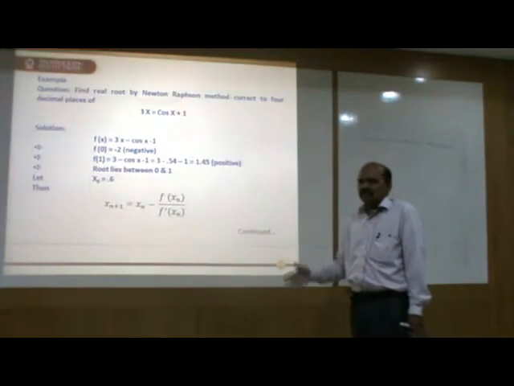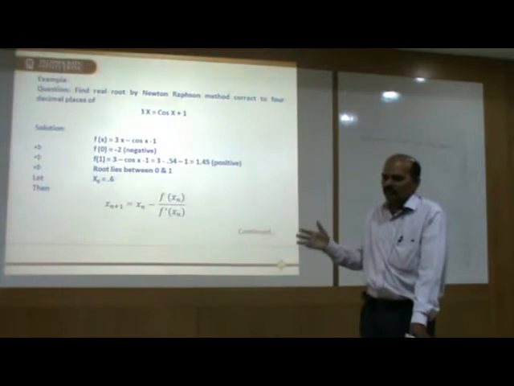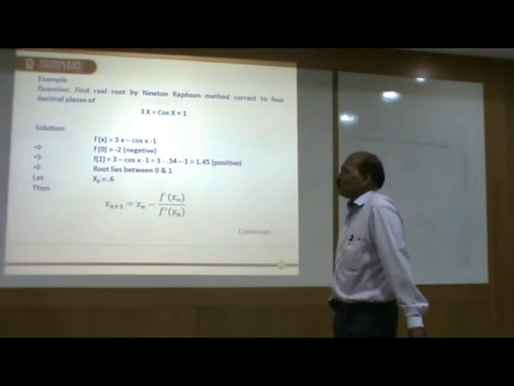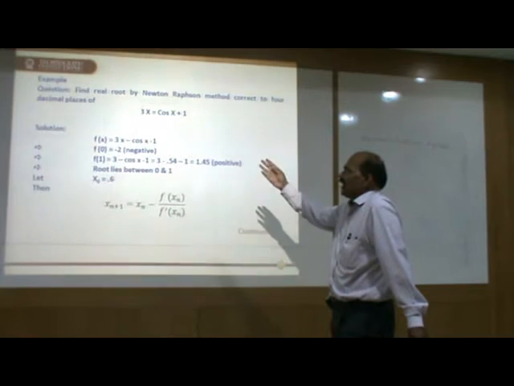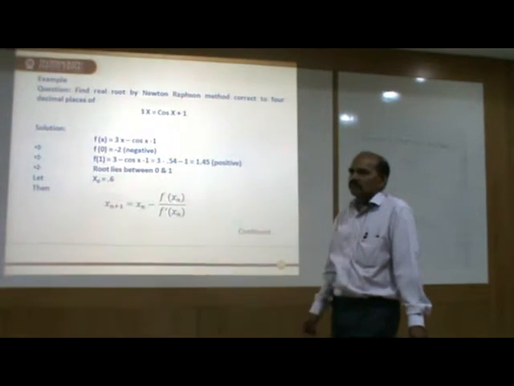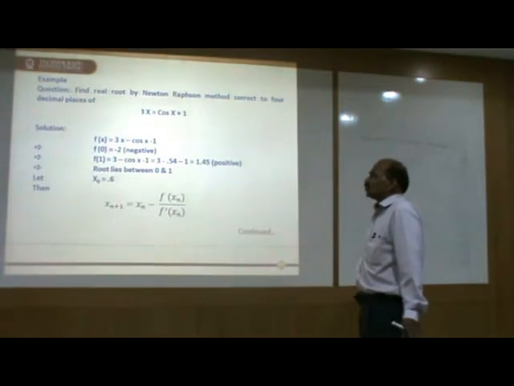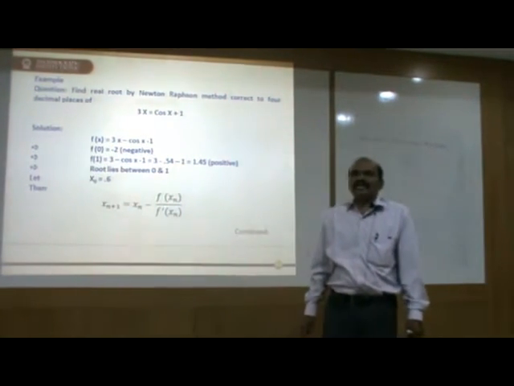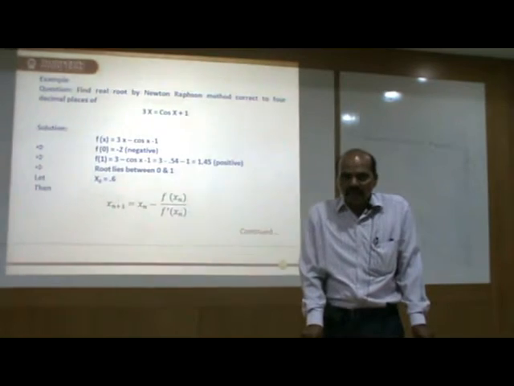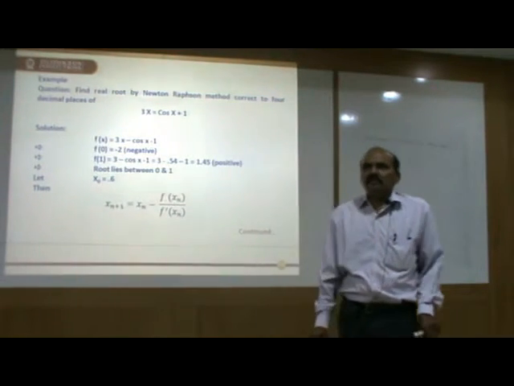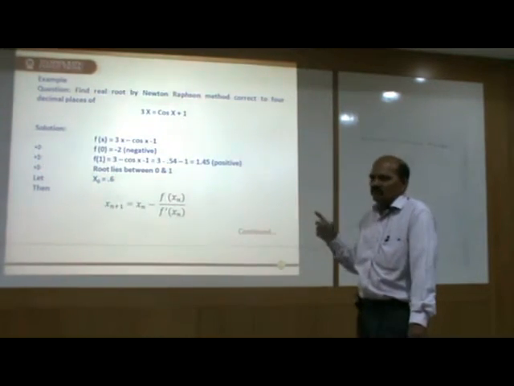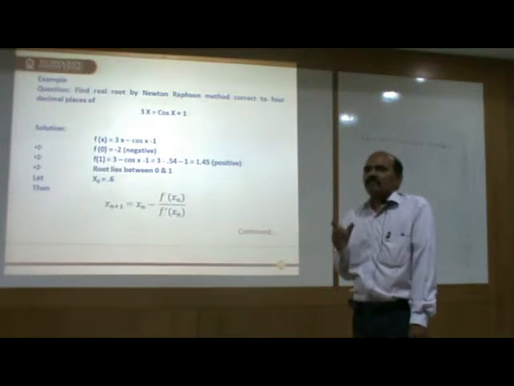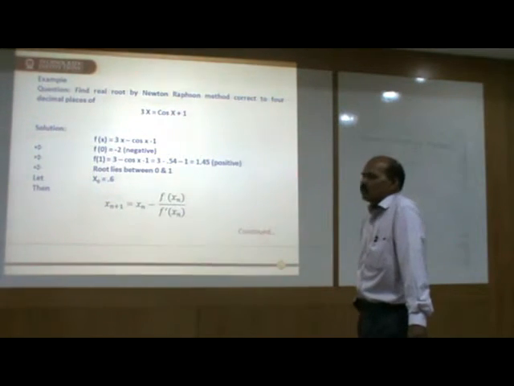I am using this mathematical formulation for finding the solution of 3x is equal to cos x plus 1. Now first of all in this question, we have to find the initial approximation x0. This can be done by the help of the intermediate value property. We shall find first of all the interval in which the root lies. So we have taken 0 and 1.